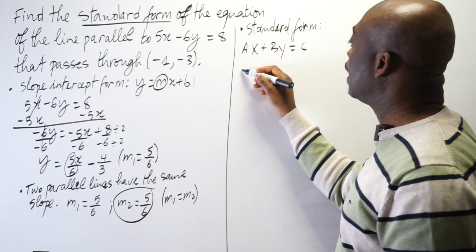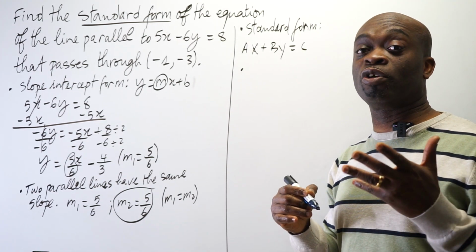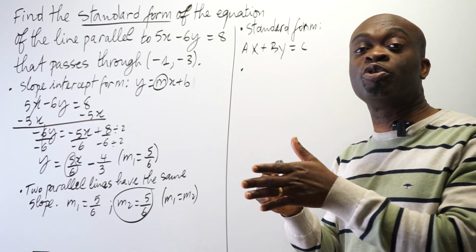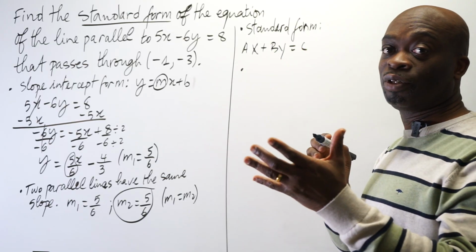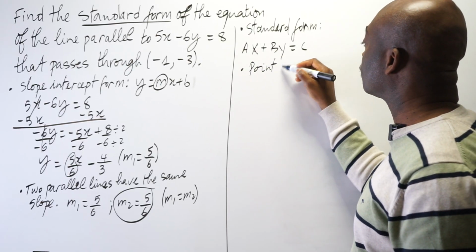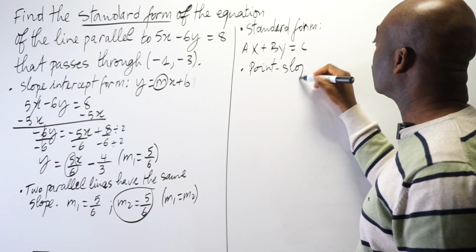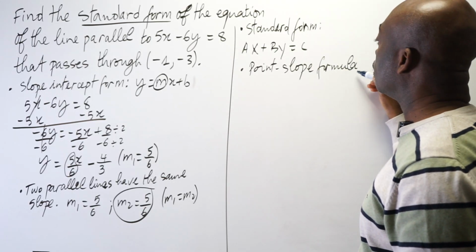All right? And also we're trying to write the equation of a line. So we're going to use the point-slope formula to do that, because that's the one that can give us x and y on the left side of the equal sign. So the point-slope formula, which is what?